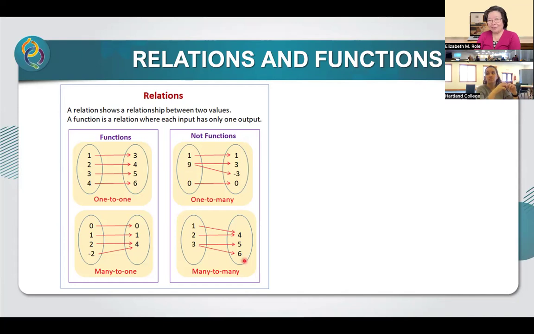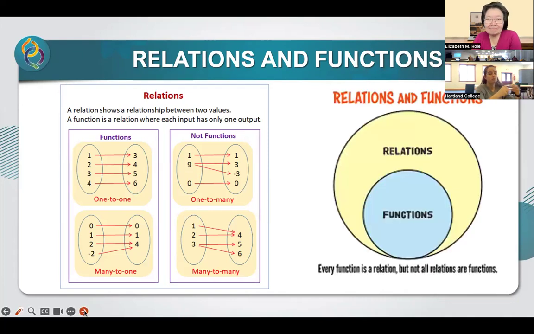You're repeating the input. That will not be a function. So one-to-one and many-to-one would be functions. One-to-many would just be relations, and they are not functions. Okay, so maybe let's have some examples of this later on. So that's how it is.